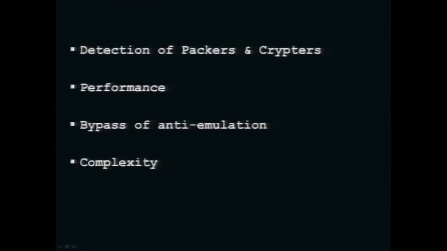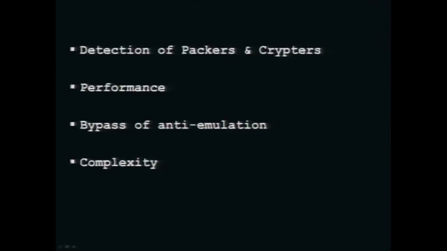The third issue is bypass of anti-emulation. This is something I'll be talking about extensively, but basically it's the fact that we are able to identify emulation and we are trying to bypass it. And this is something that we definitely see more and more use of. There are already occurrences of it being used in the wild by malware.